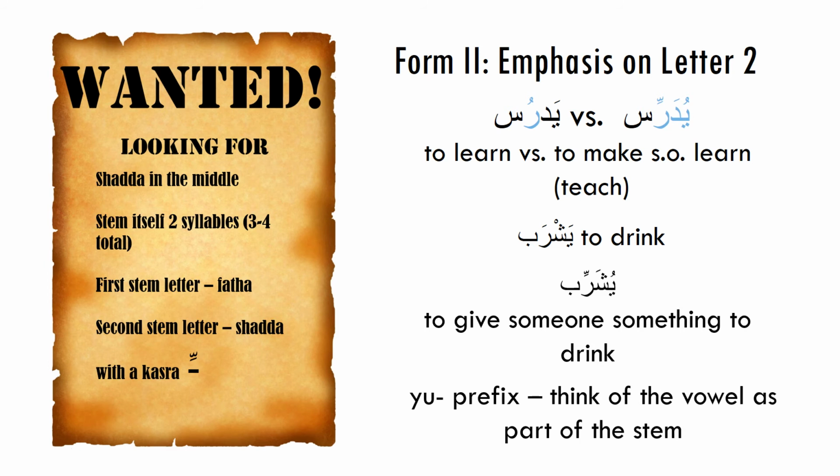Notice that this particular one in fusha has a u prefix. In amiya, it's more like an I. Yisharib is how I'd say that in Arabic, in amiya. But this u, think of that vowel, that u vowel, as sort of part of the stem for form 2. And then the affixes really do sort of basically stay the same.